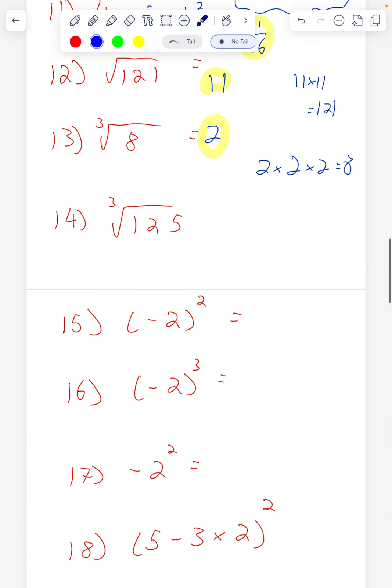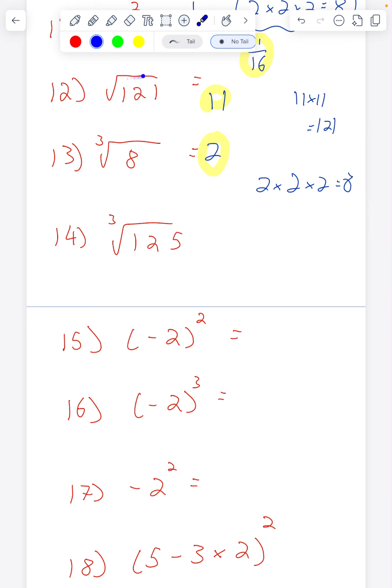14, again, be careful here, it's the cube root, not the square root. So what number times itself 3 times gives you 125. And this just comes with practice. The more you see these numbers, the more you recognize them. But it is 5, because 5 times 5 times 5 gives you 125. And that is your answer.